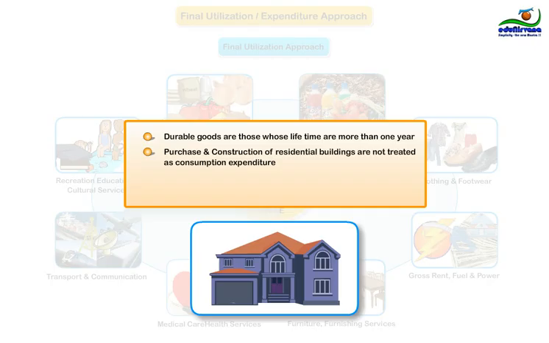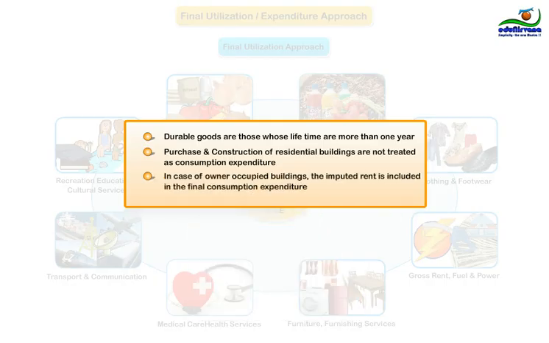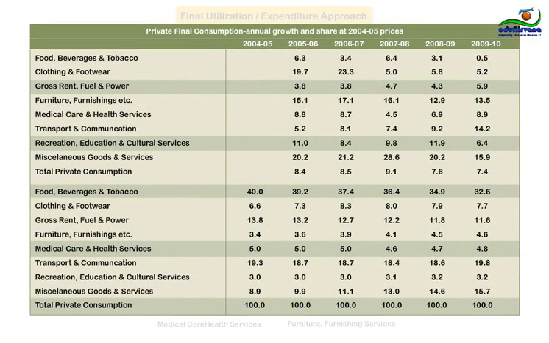Purchase and construction of residential buildings are not treated as consumption expenditure of the households, but are included in the gross capital formation. In the case of owner-occupied buildings, the imputed rent is included in the final consumption expenditure. Let's now have a look at the numbers under this category.